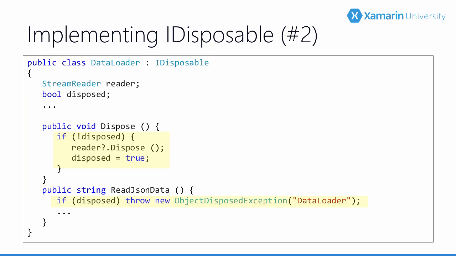This then follows all three of the rules that we just pointed out. We're not allowing exceptions to bubble out of the disposed type. We're making sure that you can't call ReadJsonData after the object's been disposed, and subsequent calls to Dispose will simply return without any ill effect.